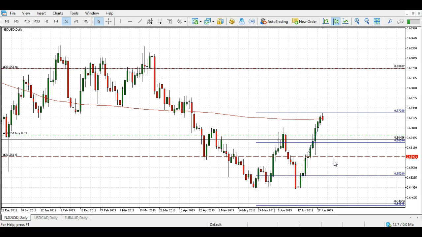Alright guys, good stuff. Interesting right now, the New Zealand dollar battling down against that 200 daily moving average. That's about that for the New Zealand dollar.